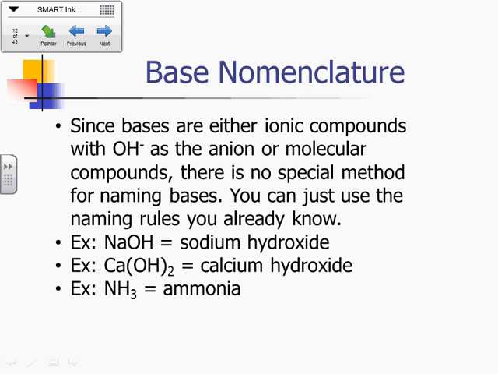Okay? So for example, NaOH is just sodium hydroxide. We already knew how to name that, right? Because it's just the sodium and the hydroxide. Ca(OH)2 is calcium hydroxide. NH3 is just ammonia. That one is kind of one that we normally call by its common name. But if I was going to name NH3 the official way, what would I call it?